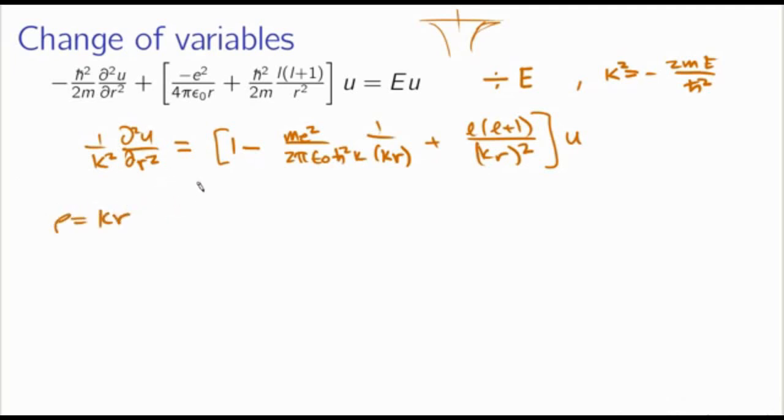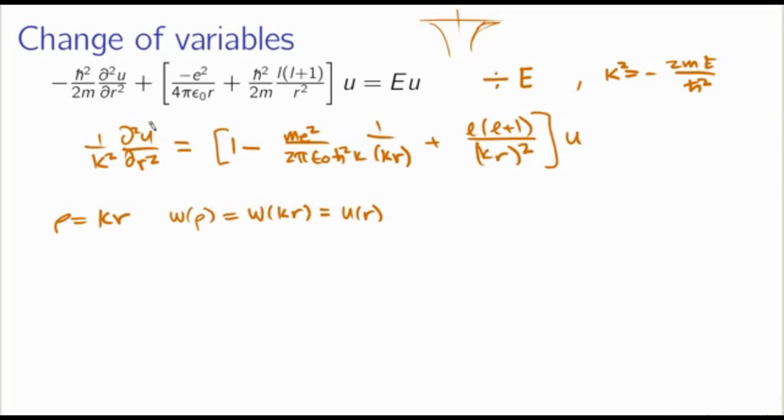If we're going to re-express this as a function of rho, we need to define a new function, which I'll temporarily call w, as a function of rho. And by that I mean w of kr. I'm just going to say w of rho is u of r. So I'm re-expressing my function, except in terms of rho instead of r.